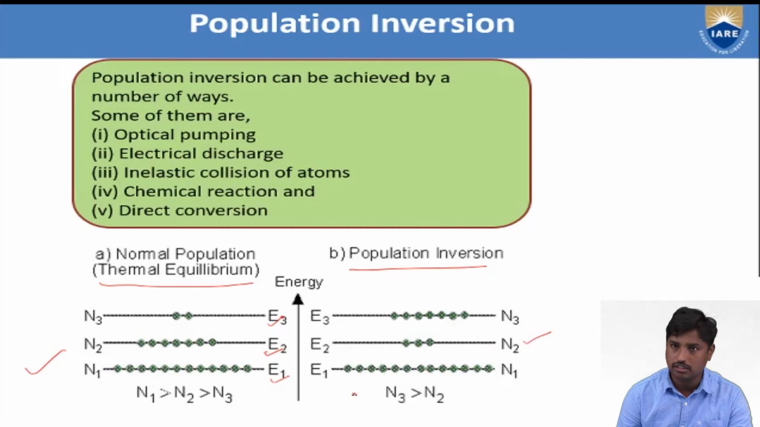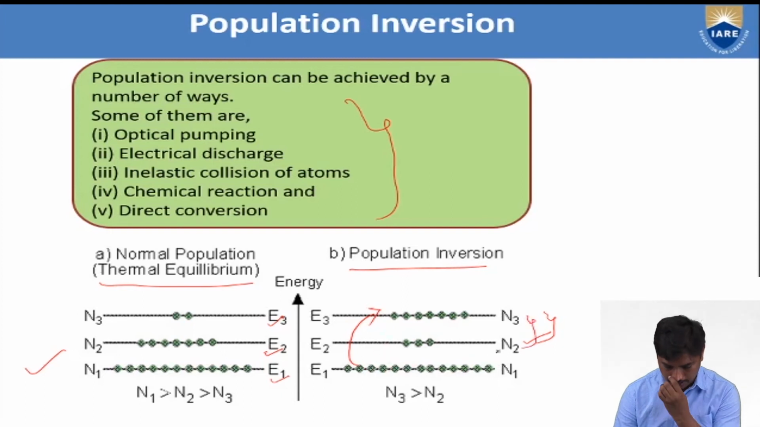To achieve population inversion, we need to send the particles or ions from the ground state to the higher energy state. How are we sending the particles, ions or electrons from the ground state to the higher energy state? Using pumping mechanisms, and these are the various types of pumping mechanisms in different types of lasers. Using the pumping sources, we achieve population inversion either between N3 and N2, or between N2 and N1. Suppose N2 is the metastable state.